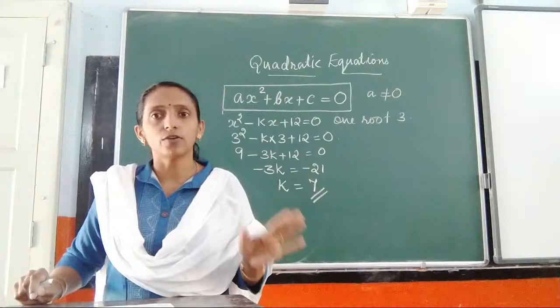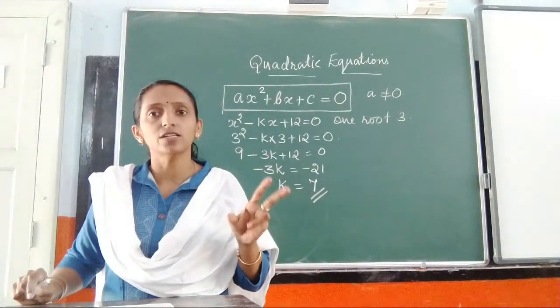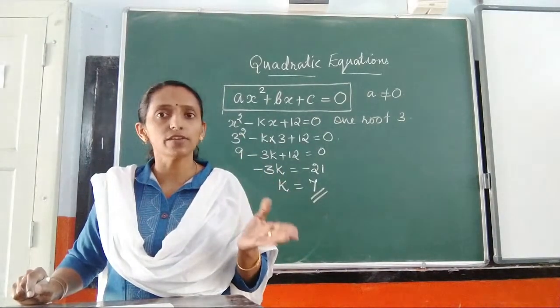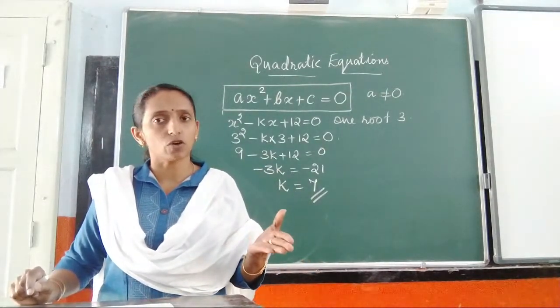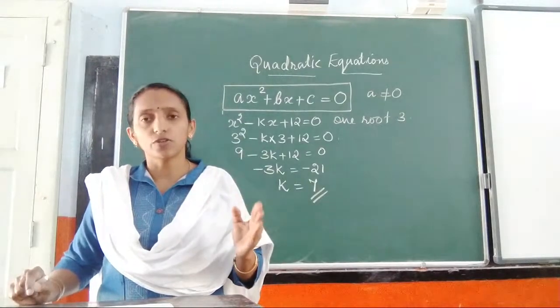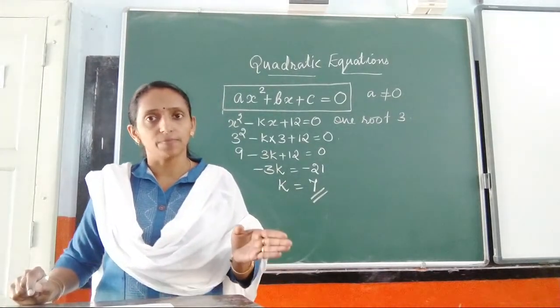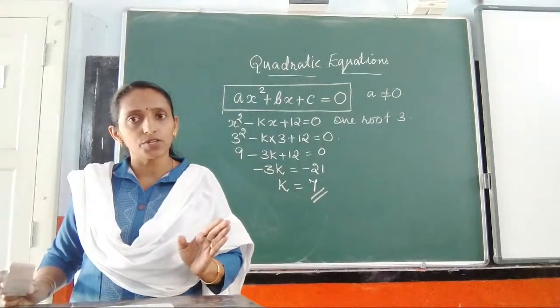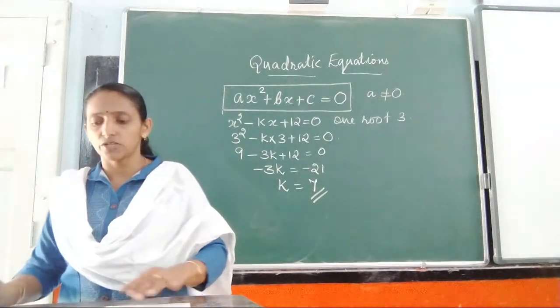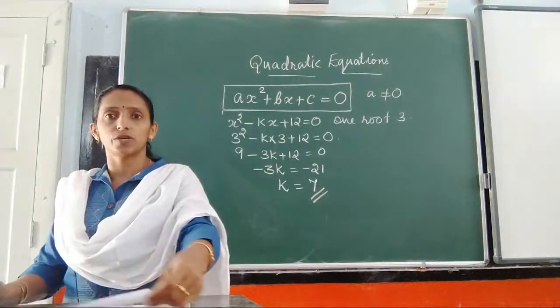If two values are unknown, two roots will be given. Then only we can find them out. We will form two equations and solve both simultaneously. Then you will get the unknown quantities. So I think the quadratic equation and roots of the quadratic equation are clear to you.